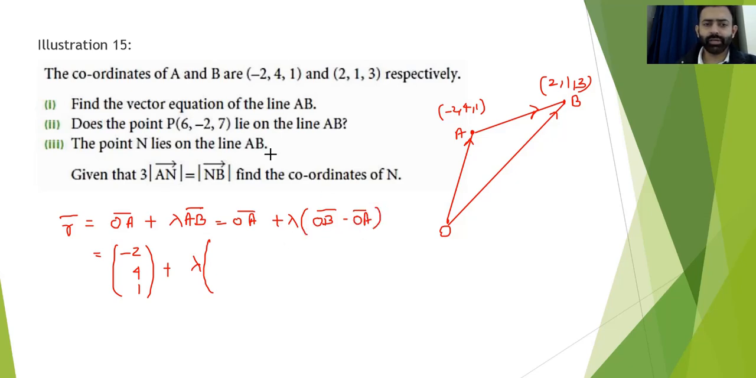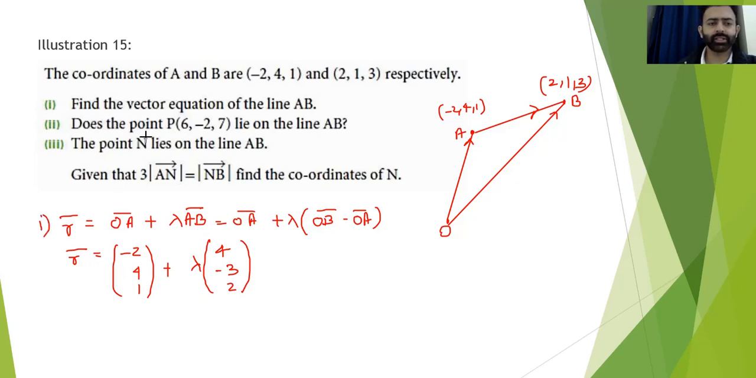So if I subtract A from B, I will get 2 minus -2 is 4, and 1 minus 4 is -3, and 3 minus 1 is 2. Okay, this is your vector r. Fine, so this is your first part.